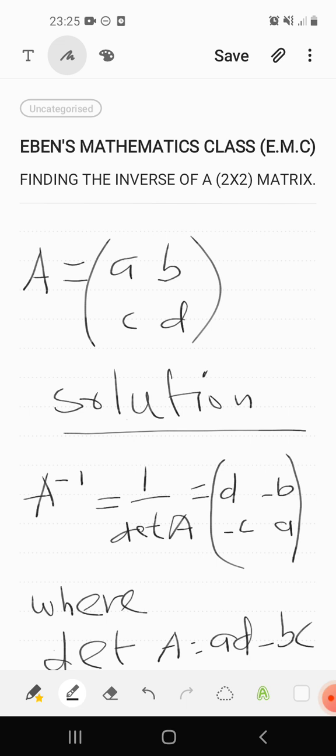Today we are going to look at finding the inverse of a 2 by 2 matrix. This class is an SHS class for elective mathematics and core mathematics. So let's look at finding the inverse of a 2 by 2 matrix.